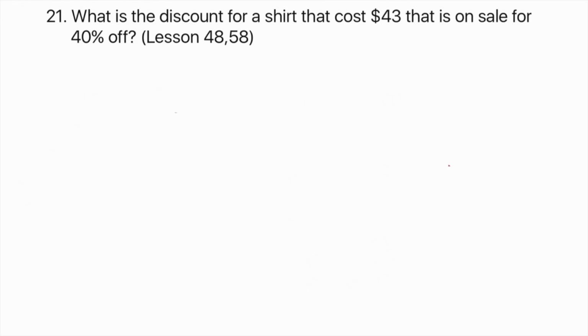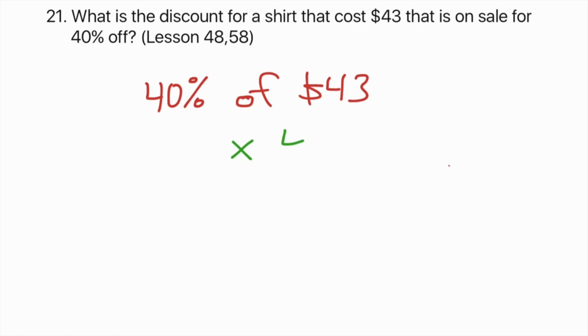There is another method we can use to solve this in which we actually just write this as an equation and solve. So we need to find out what is 40% of 43. So what is 40% of $43? Now in math, we know of means to multiply. So we're just going to change that to multiplication.